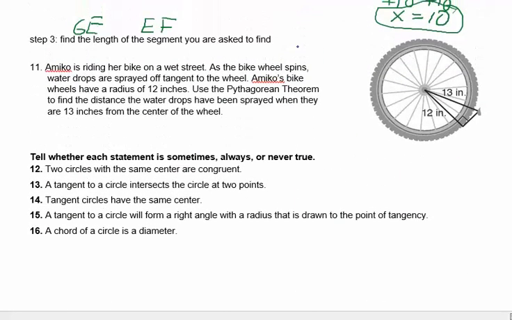Number 11 is a word problem about a bike, and the bike is spinning. As it picks up dirt or water, it will spray, and it sprays this far in that little tangent segment. You just have to find the length of that, so you can use the Pythagorean theorem to find the missing leg. In the last section, you're going to read these, look through the definitions in the book and the theorems that are on the worksheet and in the book, and decide whether these statements are sometimes true, always true, or never true.